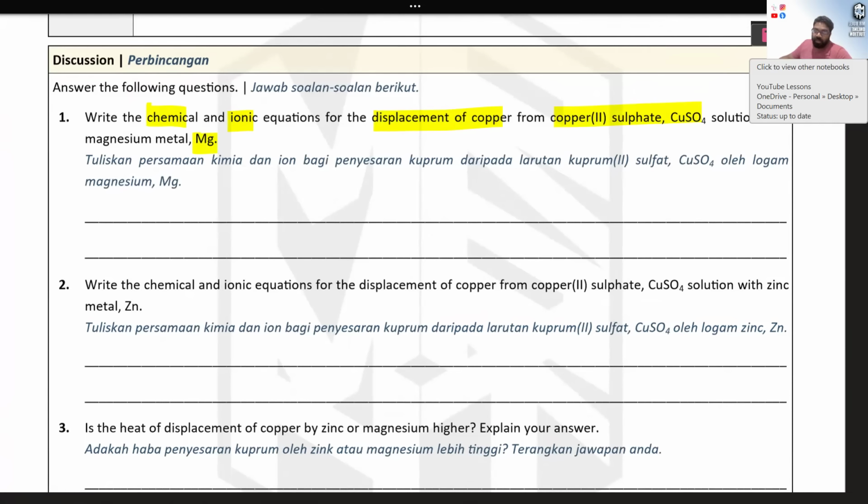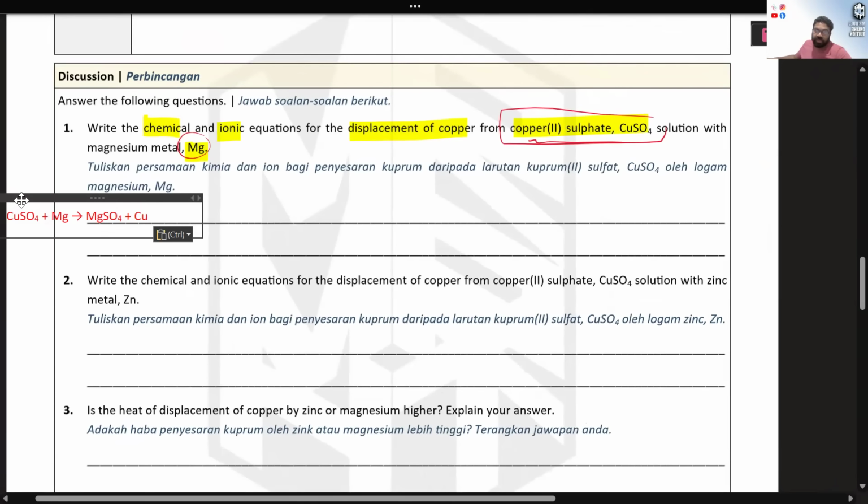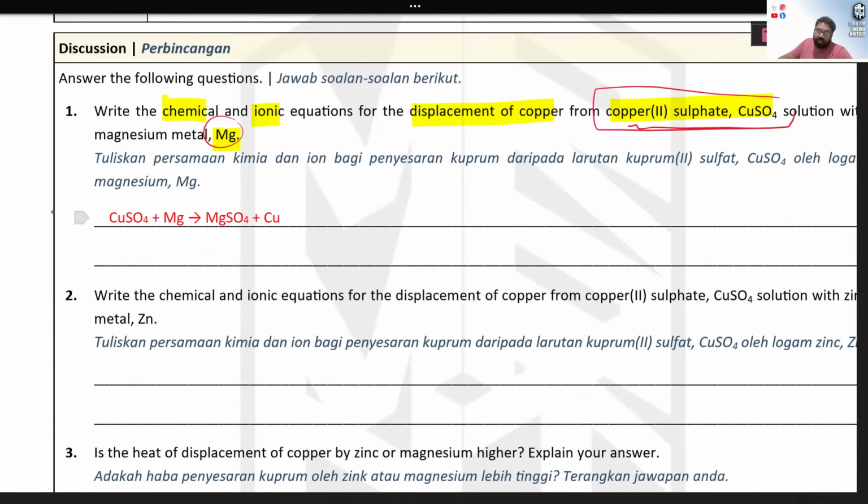So the chemical equation here is the displacement of copper from copper(II) sulfate solution. The reactants are the copper(II) sulfate solution with the magnesium metal. Magnesium is more electropositive than copper, so magnesium will displace the copper from the copper(II) sulfate solution. We get magnesium sulfate solution instead. That's all. It's already balanced. Please don't forget to balance your equations.